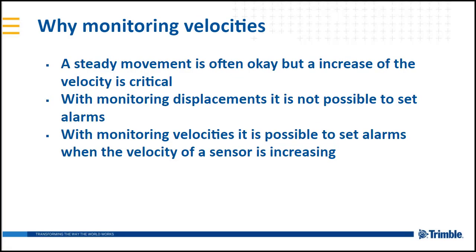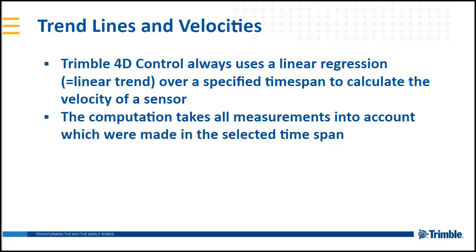In some installations, like for example in landslides, a steady movement is often okay, but an increase in velocity is critical. With monitoring displacements, it's not possible to set alarms. With monitoring velocities, it's possible to set alarms when the velocity of a sensor is increasing.